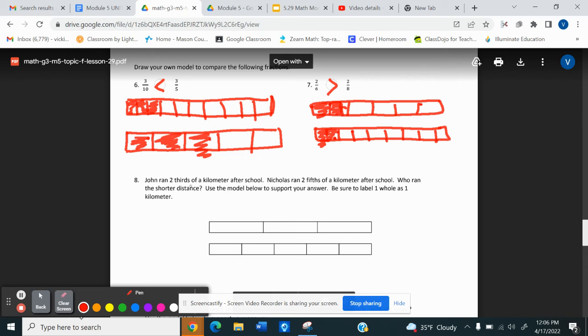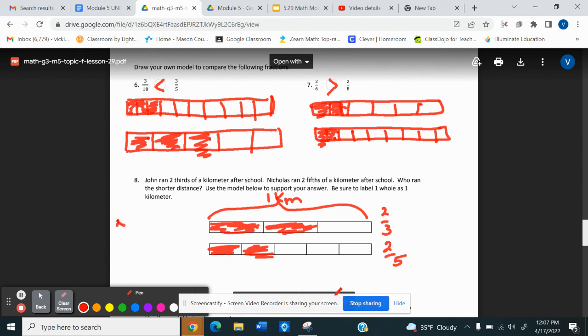Okay, so first of all, we have to fill in 2/3. You know what I'm doing. 2/3, right? And the whole thing is 1 km, which stands for kilometers. And this is 2/3. And then the bottom one, we want to fill in 2/5. Who ran the shorter distance? It looks like Nicholas ran the shorter distance, because 2/5 is smaller than 2/3. You can see 2/5 is smaller.